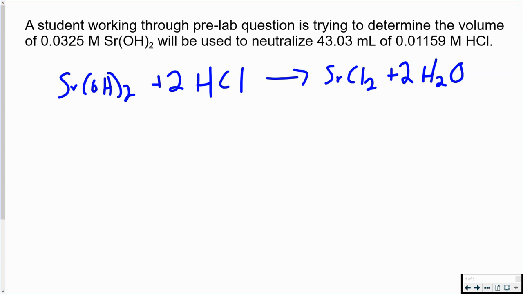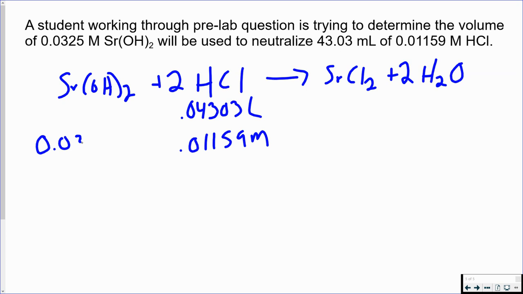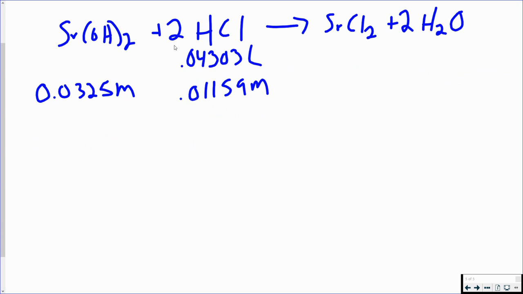So with this one, we know the volume and concentration of the acid. It is 0.04303 liters. It is also a 0.01159 molar solution of HCl. And we were given the molar concentration of strontium hydroxide. So on this example, you would be able to just stay in stoich and go completely from one reactant to the other for volume.